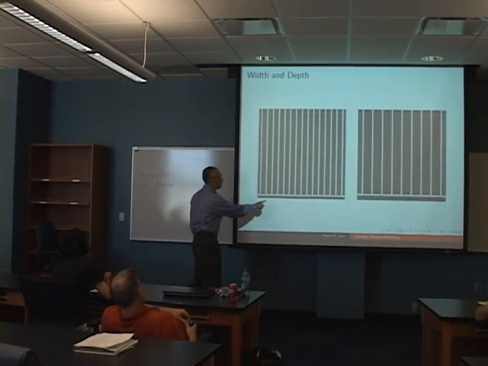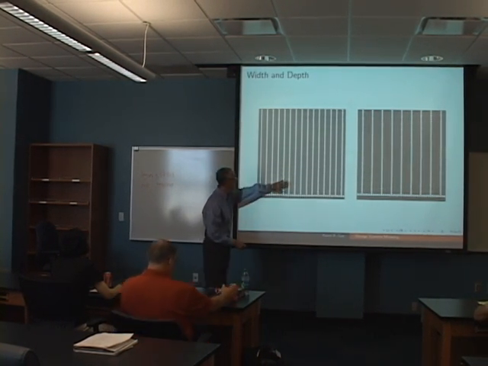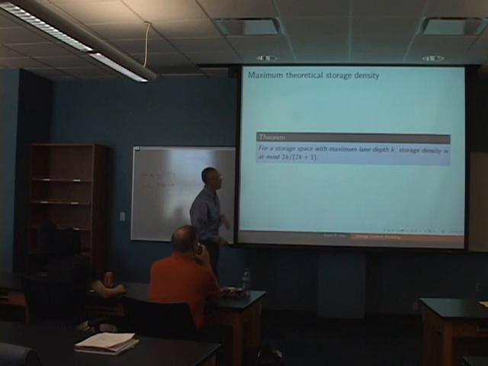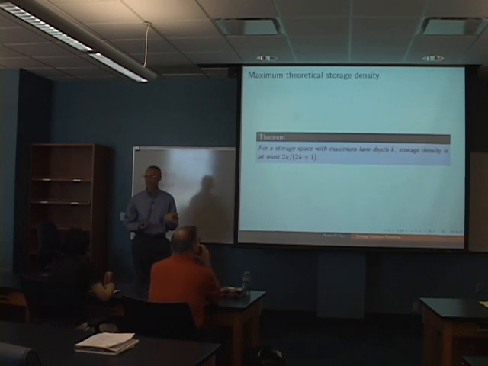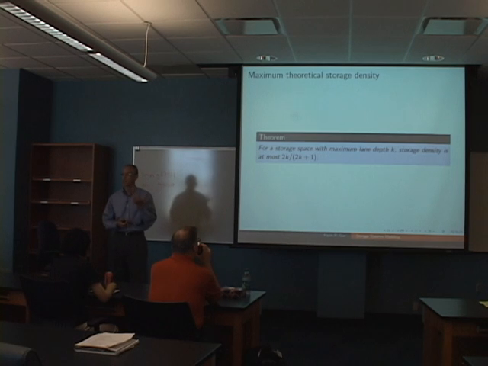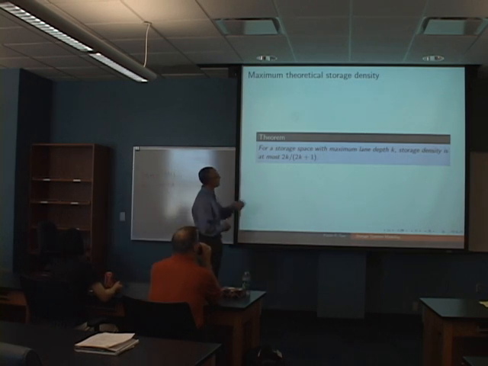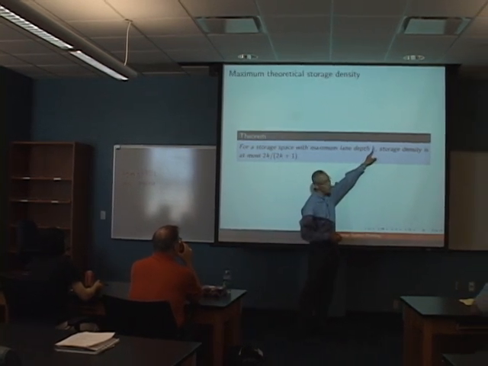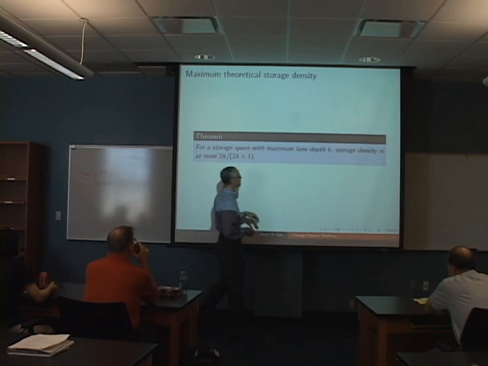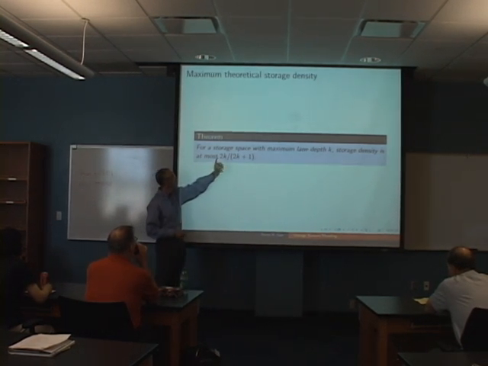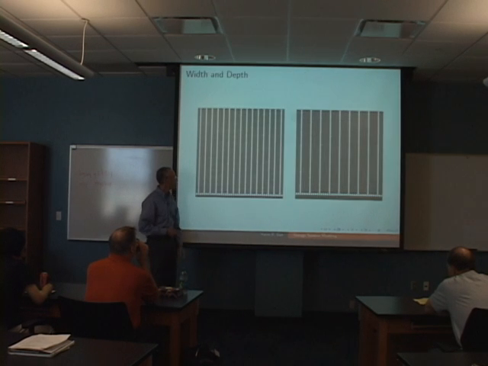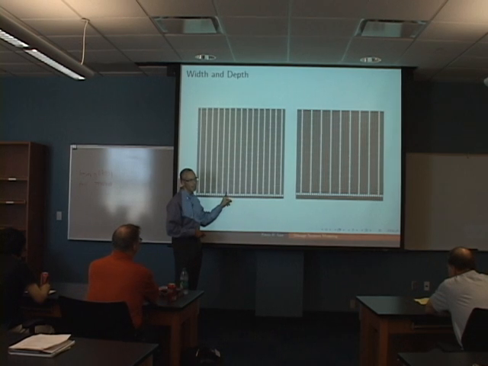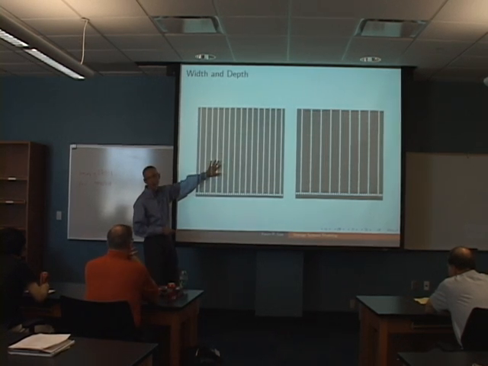So it turns out a handy little result, now I'm going to talk about the storage locations divided by the total area. This is a little result that you can put in your back pocket that's very easy to understand, but it's something you might not have thought of already. If I have a storage space with a maximum lane depth of k, so single deep storage would be 1, double deep would be 2, then the storage density is at most 2k over 2k plus 1. So in a single deep warehouse, it's 2k, that's 2, over 2k plus 1, that's 3.